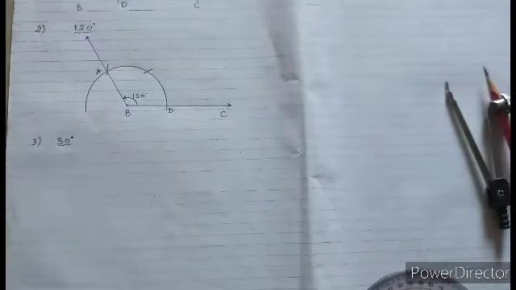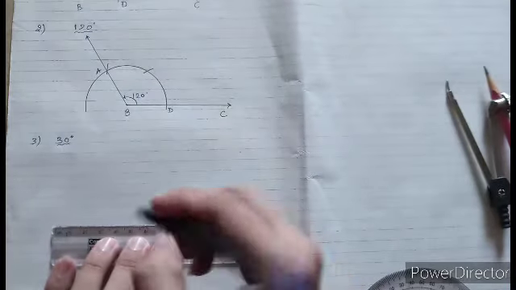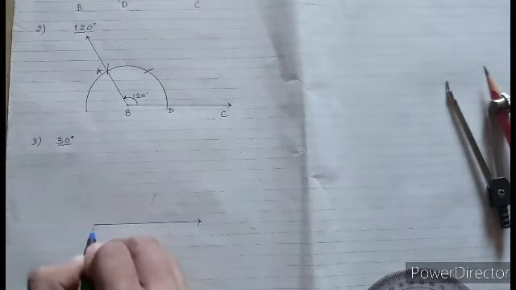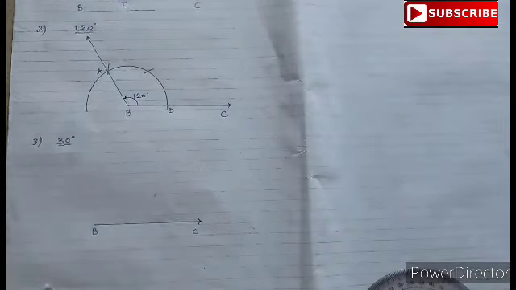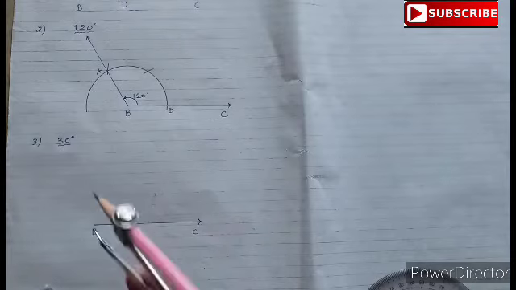Now the next angle will be 30-degree angle. To form 30-degree angle, again we will draw a horizontal line BC. Now the 30-degree angle will be half of 60 degree. So to form 30-degree angle, first of all we have to get 60-degree reference angle, and then we will draw the bisector of angle 60, which will give us 30-degree angle.